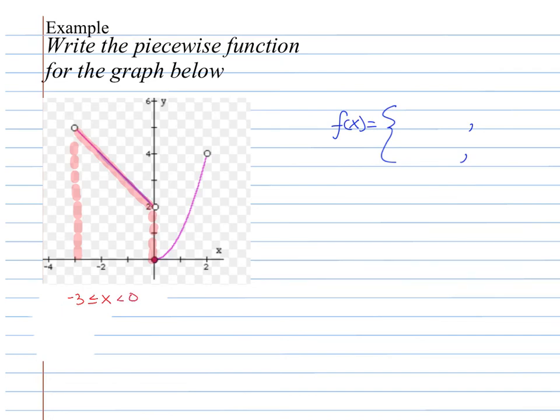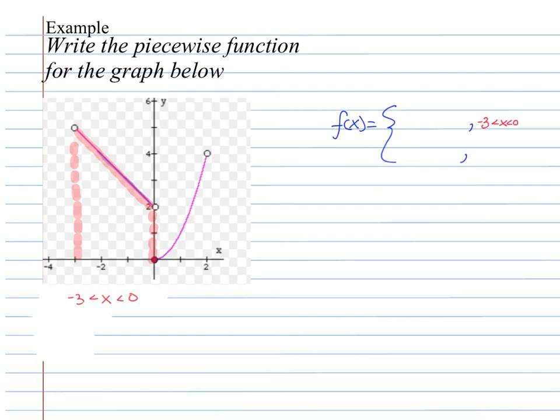And let's take the equal part out. There's no equal because there is no filled in part right here. If this was filled in, then it would be equal. Since they're both open circles, that means just less than. That would be your restriction for the left function. So I'm just going to write it right here. So we are going to have -3 less than x less than 0.